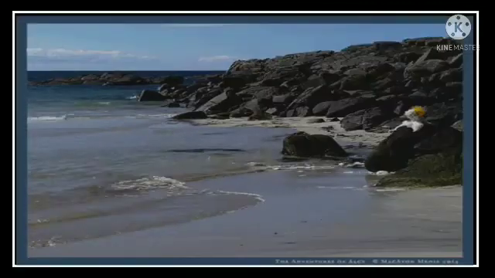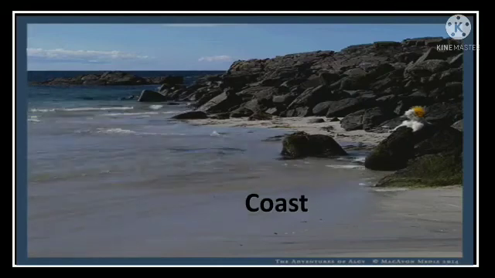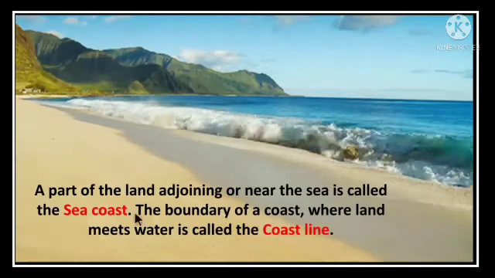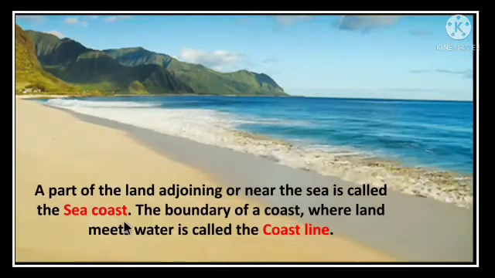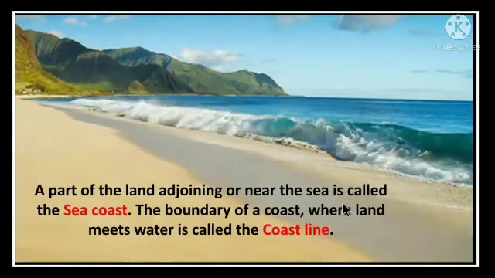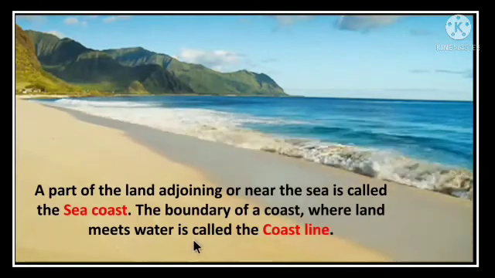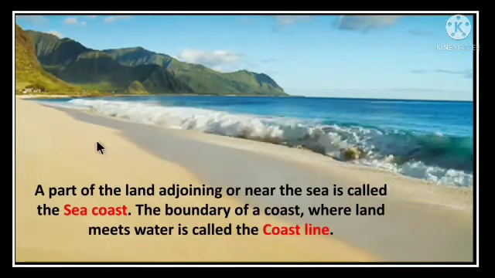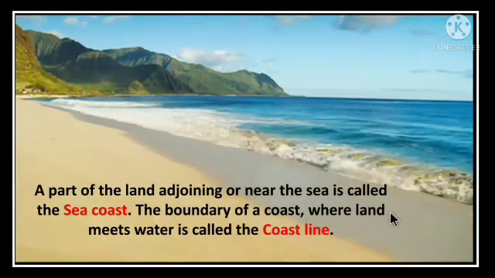Another agent of erosion is coast. How does the coast form different types of landforms on the sea? First, what is the definition of sea coast and coastline? A part of the land adjoining or near the sea is called the sea coast. The boundary of a coast where land meets water is called the coastline. So children, the part of the land near the sea is called sea coast. The boundary of the coast is called coastline.